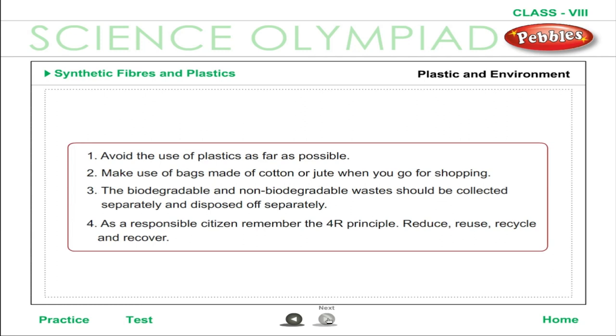Plastic and the environment. Avoid the use of plastics as far as possible. Make use of bags made of cotton or jute when you go shopping. The biodegradable and non-biodegradable wastes should be collected separately and disposed of separately. As a responsible citizen, remember the 4R principle: reduce, reuse, recycle, and recover.